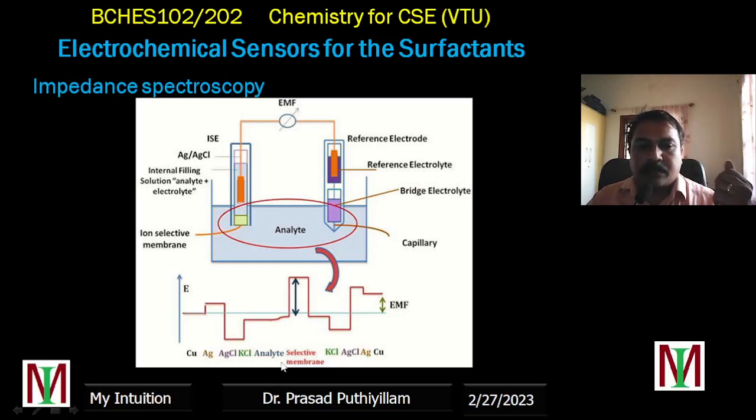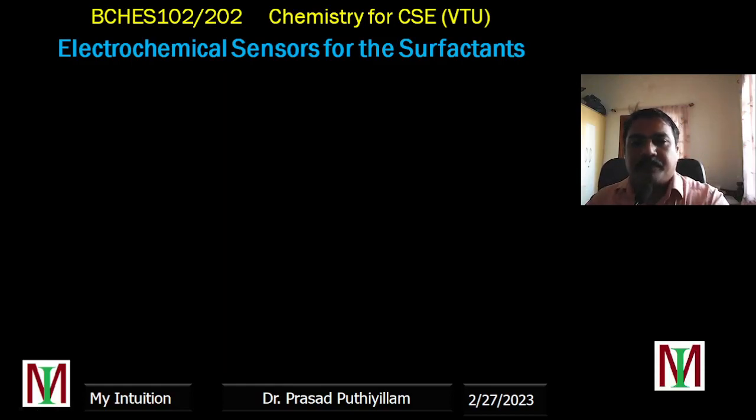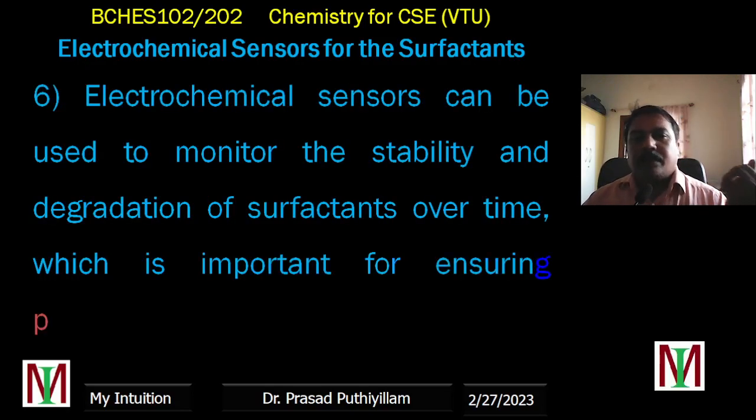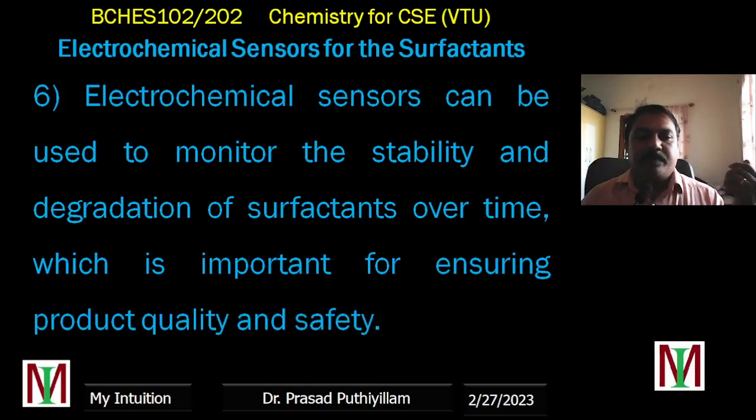And the construction is indicated here. It consists of a copper wire which is used here, a silver chloride electrode, potassium chloride electrolyte, and the analyte solution, then connected to an ion selective membrane through the capillary. And potassium chloride is there. Silver chloride, silver is there, which is the reference electrode. Again, it is connected to copper. Okay, so that is the representation of the cell. Electrochemical sensors can be used to monitor the stability and degradation of surfactants over time, which is important for ensuring product quality and safety.